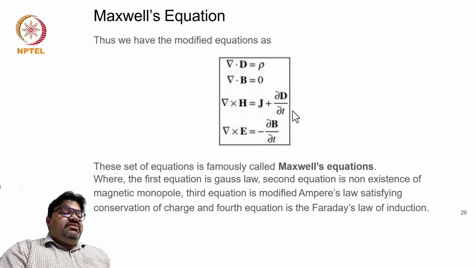Now these sets of equations are also called Maxwell's equations. In fact, the first one you can relate to Gauss's law. The second one is the non-existence of magnetic monopoles. The third equation is the modified Ampere's law, satisfying conservation of charge. And the fourth equation is Faraday's law of induction.